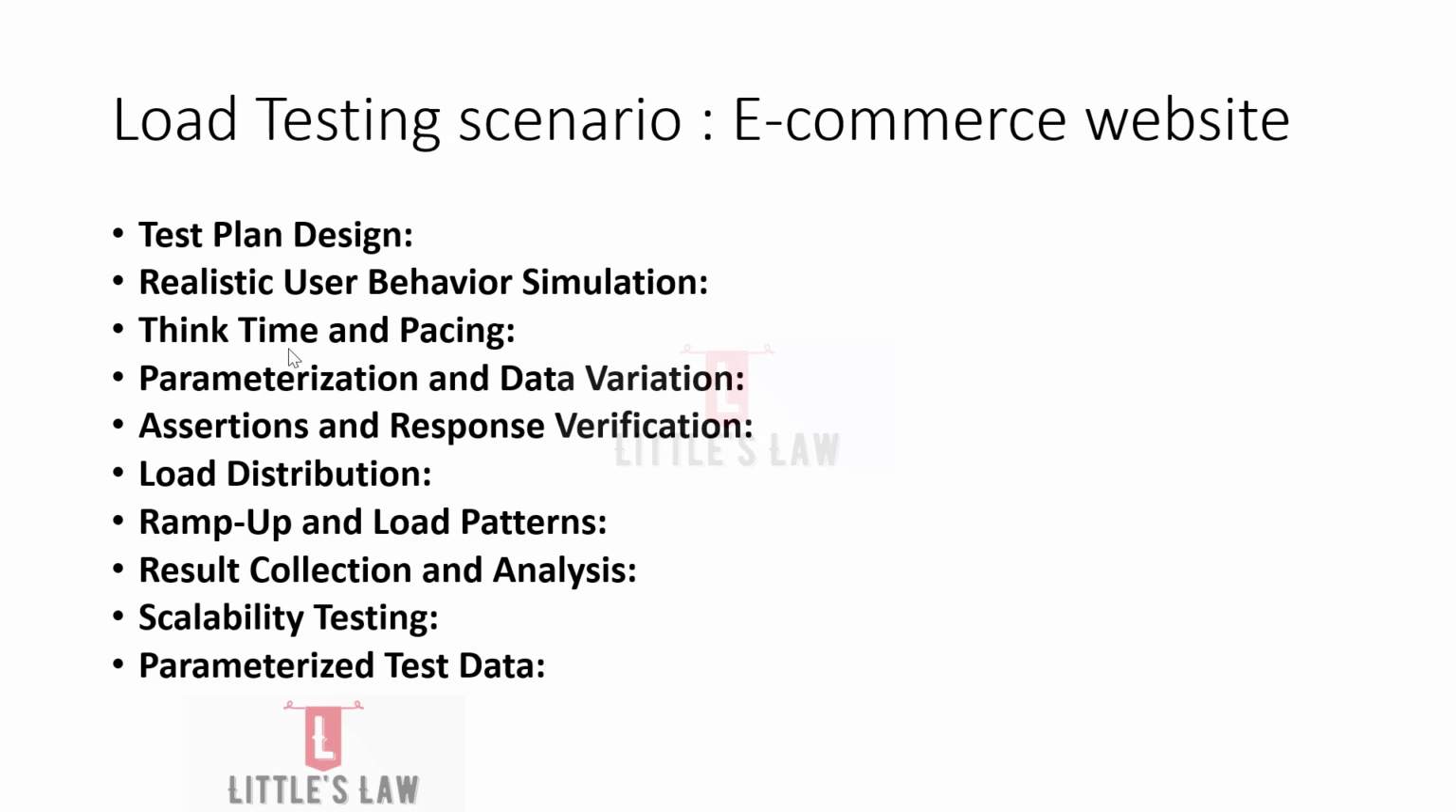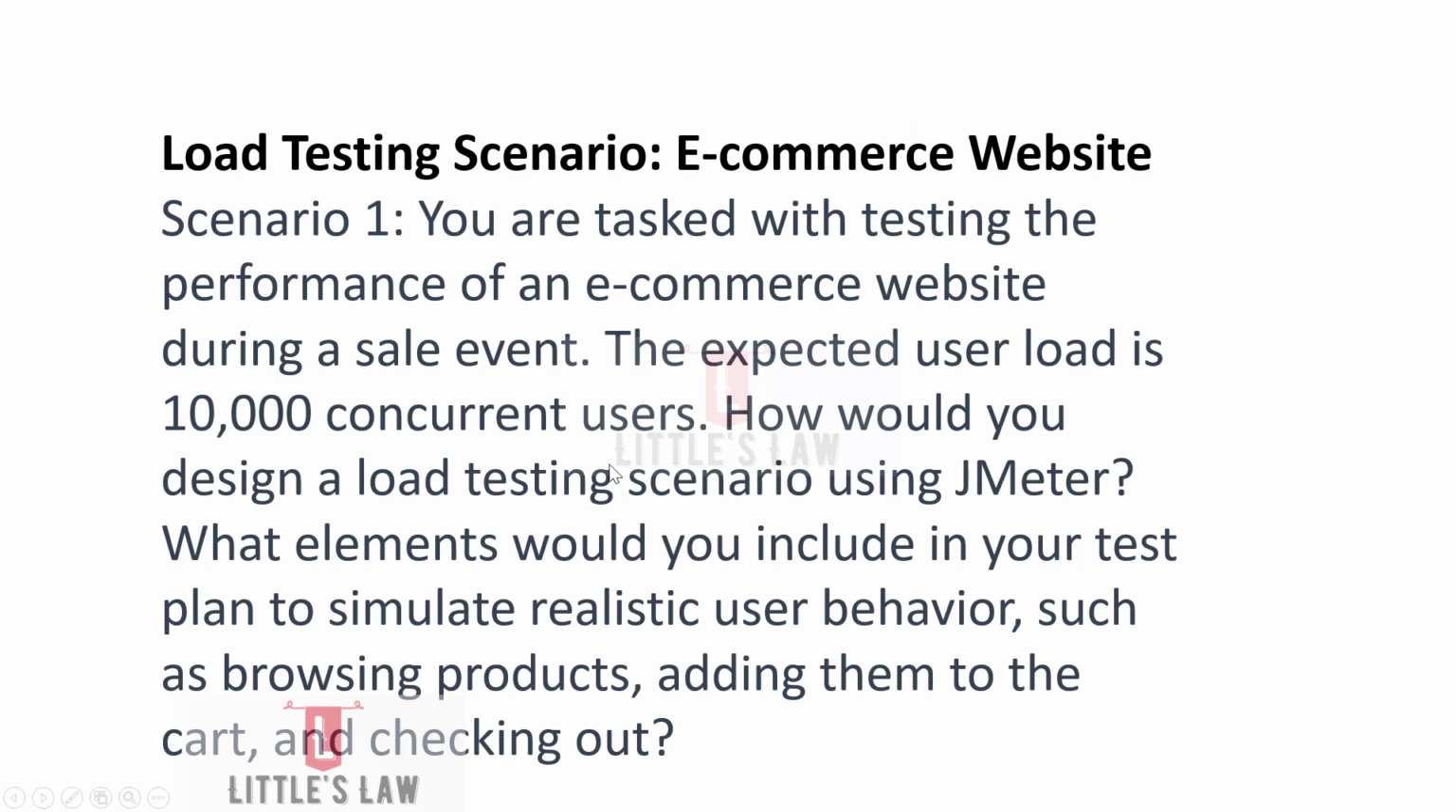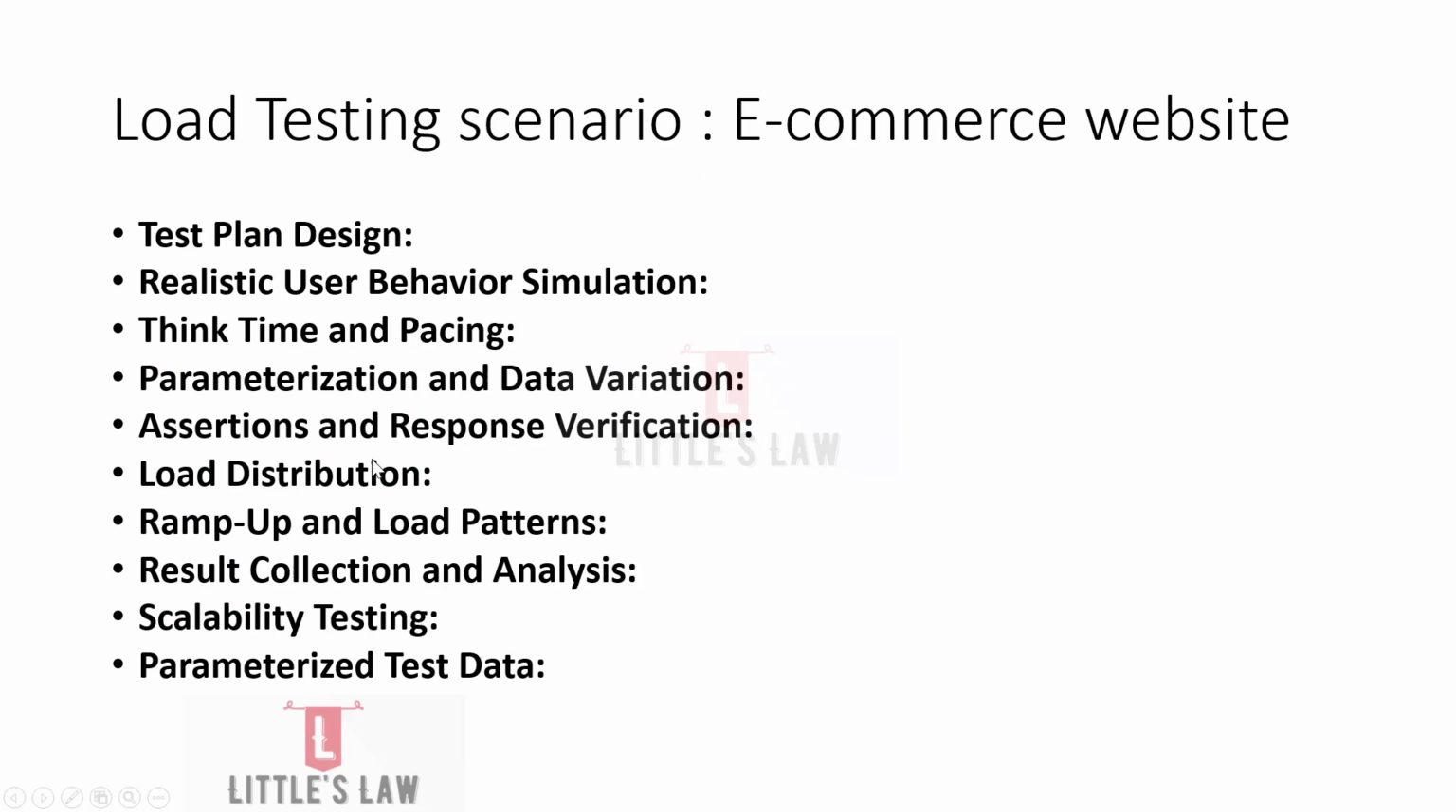You have to add HTTP sampler elements to simulate user actions such as browsing products, adding them to the cart and checking out. These are some of the scenarios that he gave you in the scenario question. You have to tell them that these are the user actions that will be covered: browsing products, adding them to the cart and checking out. Each HTTP sampler represents a specific page or action.